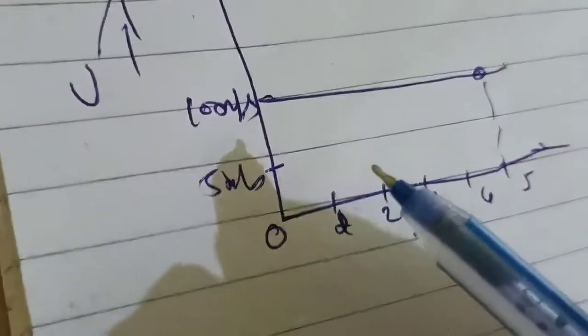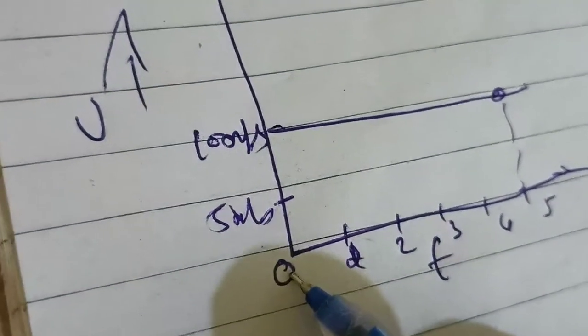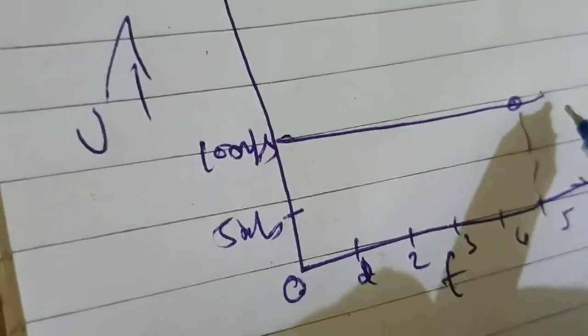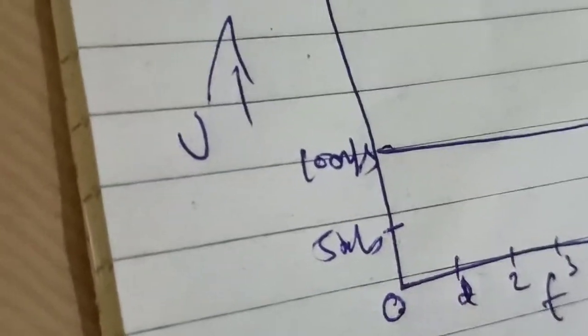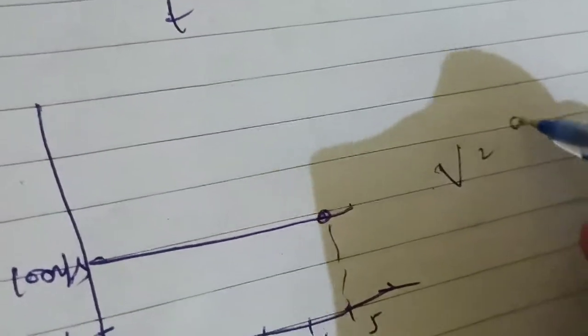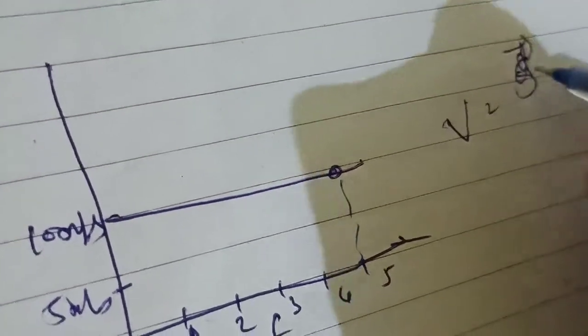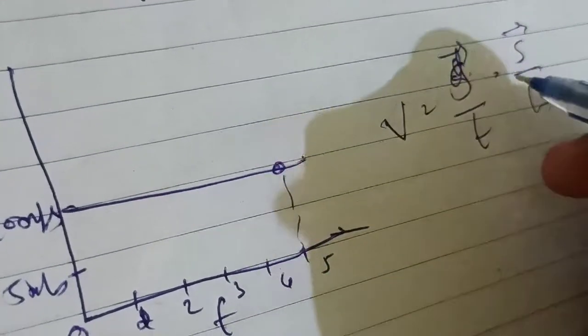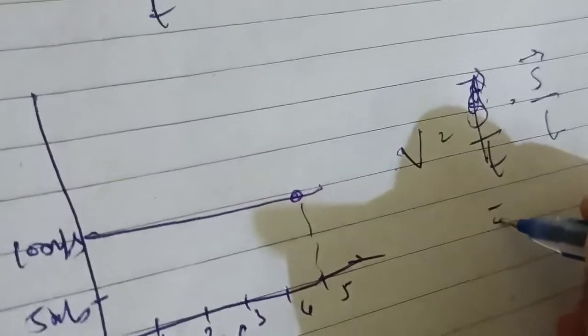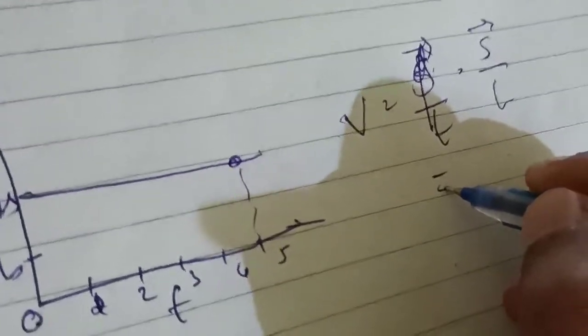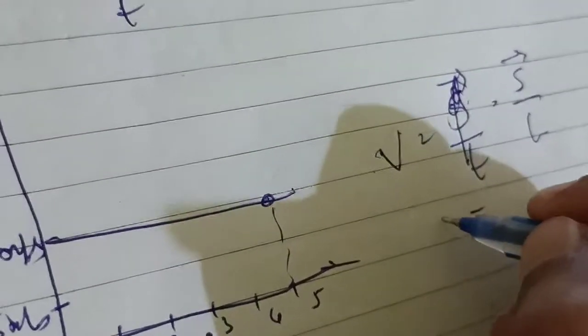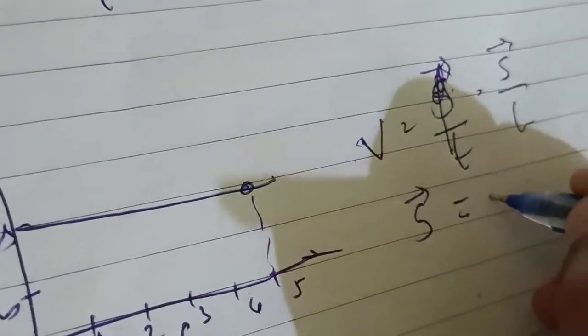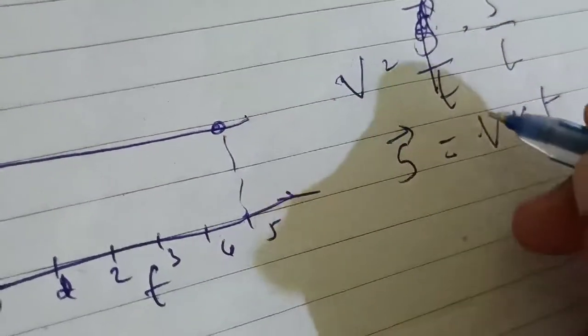If you consider an example, a body is moving in constant velocity. Velocity is constant, that is 10 meter per second. Now if I ask you about the displacement, how do you find the displacement? You know velocity is equal to displacement upon time, isn't it? So now I am asking you to find the displacement. So the displacement is equal to velocity into time.